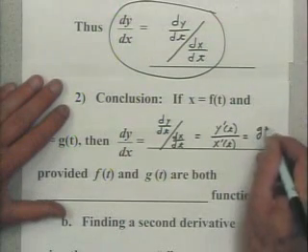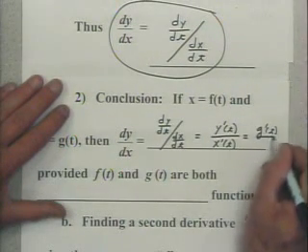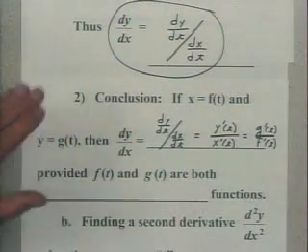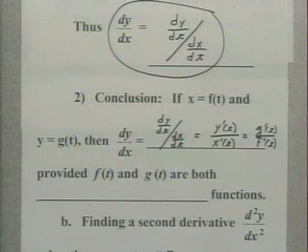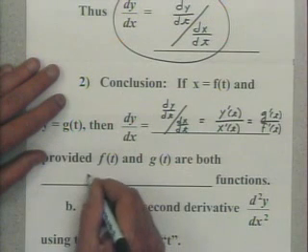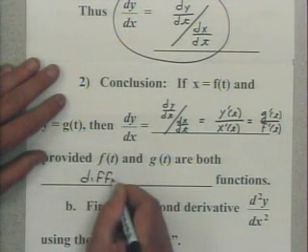So wouldn't it be really doing g prime of t and dividing by f prime of t? So different ways you can write it, they all mean the same thing. Okay, but this only works if f and g are both what? Differentiable functions.